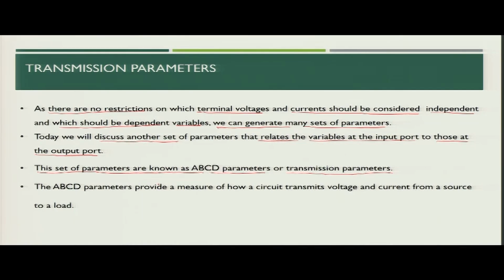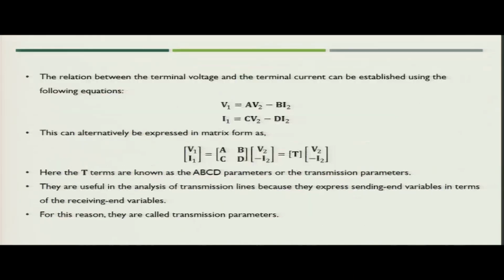Now, ABCD parameters are very important in power systems because they provide a measure of how a circuit transmits voltage and current from source to load. So, here the relationship between V1, I1 and V2, I2 is important. We will discuss the ABCD parameters today.